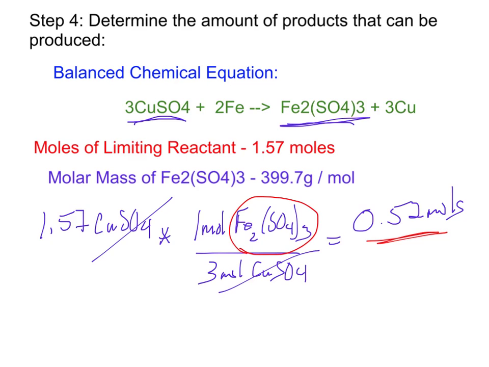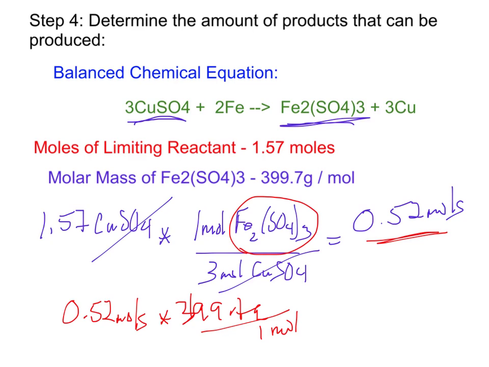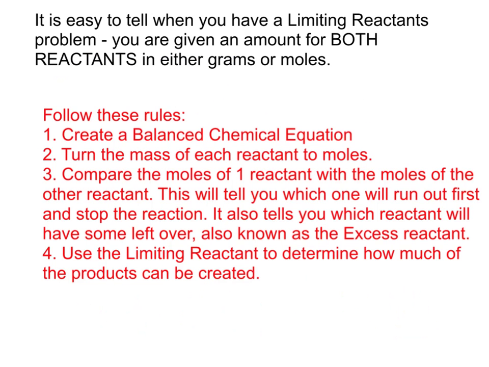And if they told me to give it in grams, I'd take my 0.52 moles, and by adding all of this up, 2 irons, 3 sulfurs and 12 oxygens, we know that it's 399.7 grams in 1 mole. If we multiply that out, we get about 209.18 grams, which is how much product we're going to make. All right, so that's how we end up figuring this out. First, we had to figure out which one was going to run out first. Once we figure that out, it just becomes a regular problem, like anything else.